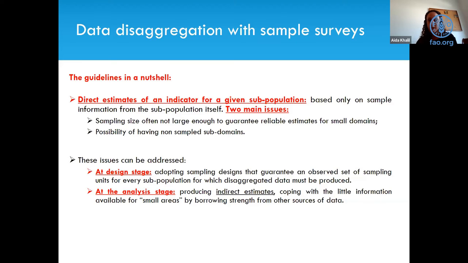On the other hand, you could address these issues at the analysis stage by producing indirect estimates, so using methods such as, for example, small area estimation methods that cope with the little information available for these so-called small areas by borrowing strength from external data sources. And these are ideas that came to my mind while listening to issues that you raised during this first day. But this method, or other data integration methods, could also be used to solve the issue that arises when the variables needed for the computation of indicators are collected through different data sources. So this is something that we may also discuss later when we see your data.